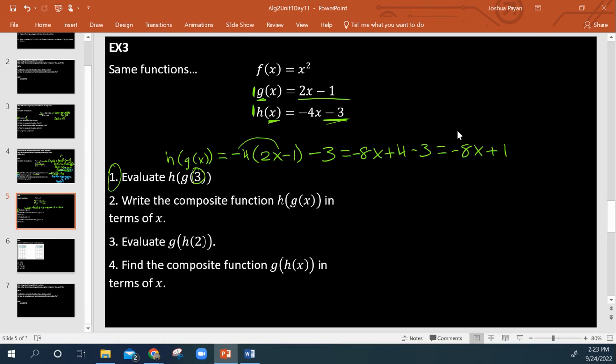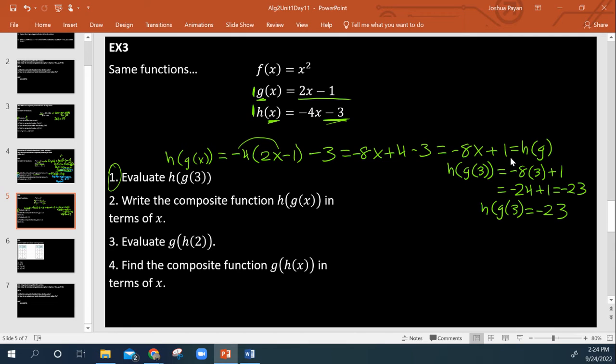Well, I need h of g of 3, right? So this is h of g of x. I'm just going to call it h of g. But I want h of g of 3. So all I'm going to do is replace every instance of x with this 3 here. So h of g of 3 would be negative 8 times x plus 1, so that'd be negative 24 plus 1, which is negative 23. So h of g of 3 for us is going to be equal to negative 23, right?